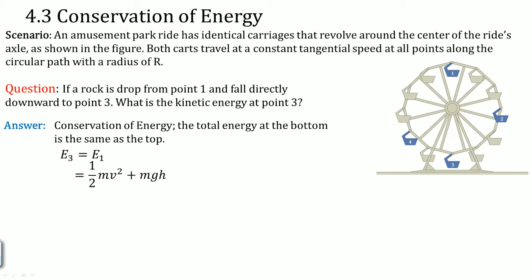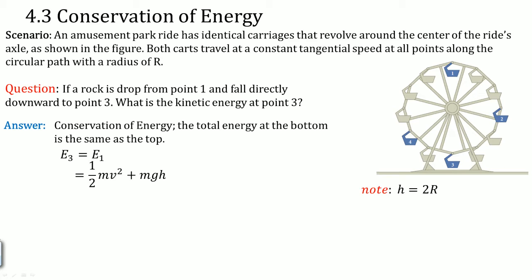At cart 1, there is both kinetic and gravitational potential energy. So there is a 1/2 mv² which represents the kinetic energy at the top. The mgh represents the gravitational potential energy at the top.